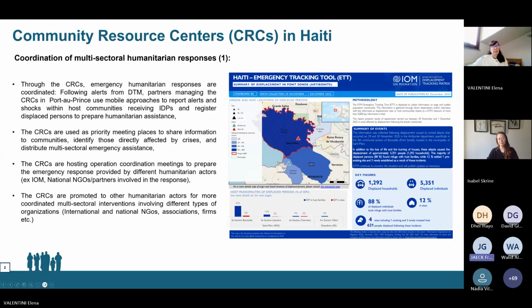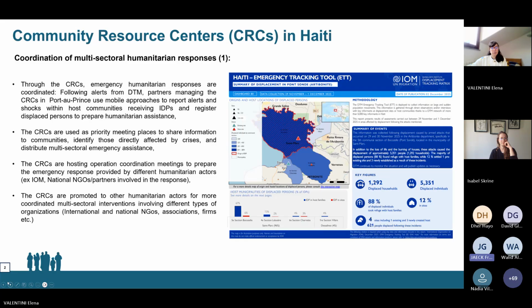Great. So just for point number one, for the coordination of multi-sectoral humanitarian responses. Basically, every time there is a shock in the country, whether it's in Port-au-Prince or in the provinces, the CCCM cluster, in coordination with the displacement tracking matrix, IOM DTM, share what they call emergency tracking tools, where we are able to be appraised of the shocks that caused displacement, the number of households and people that were displaced, where they were displaced from and to, how many new sites were created, and what percentage of these IDPs are living in these sites or outside these sites.